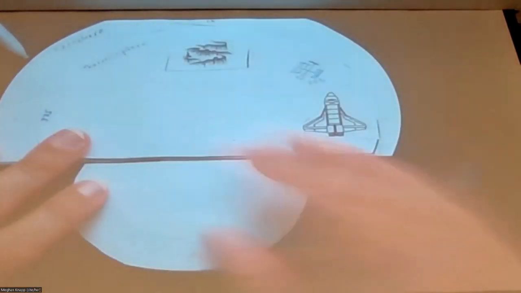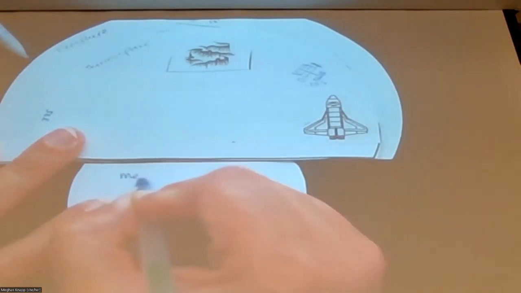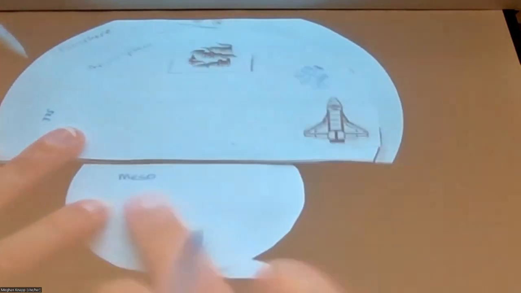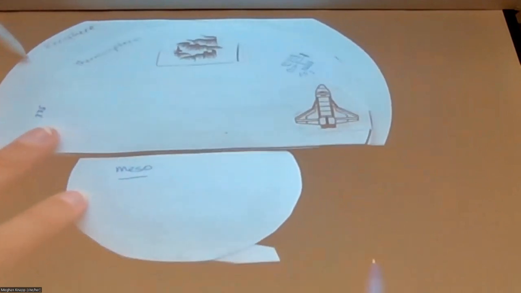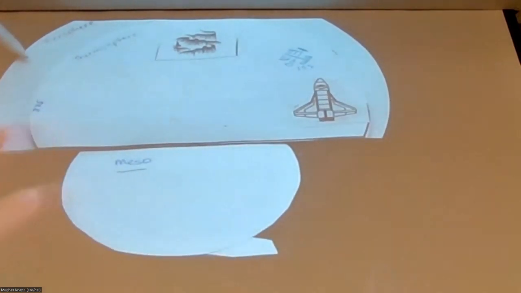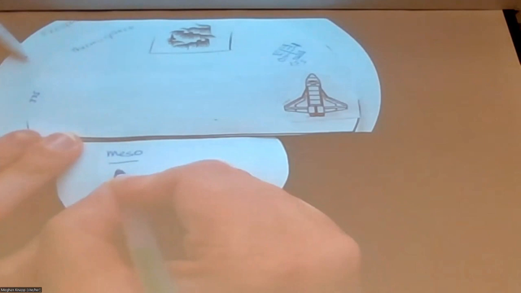All right, for the mesosphere, and I'm putting meso on the down flip part, so I remember this is the mesosphere, not the thermosphere. This is basically where we have enough air molecules to create friction. Friction is what causes meteors to burn up.